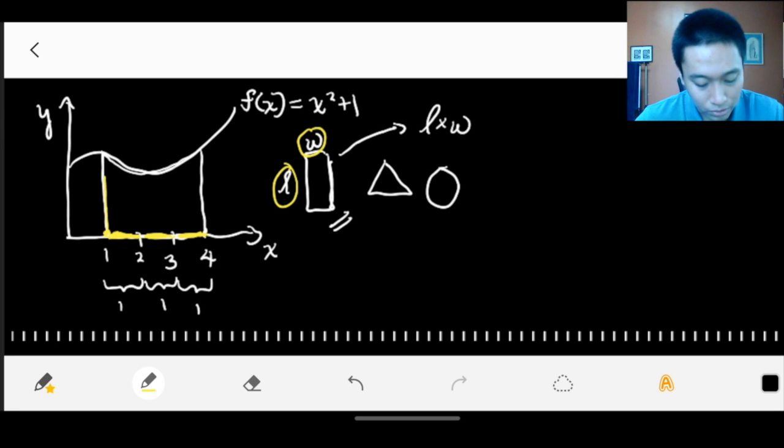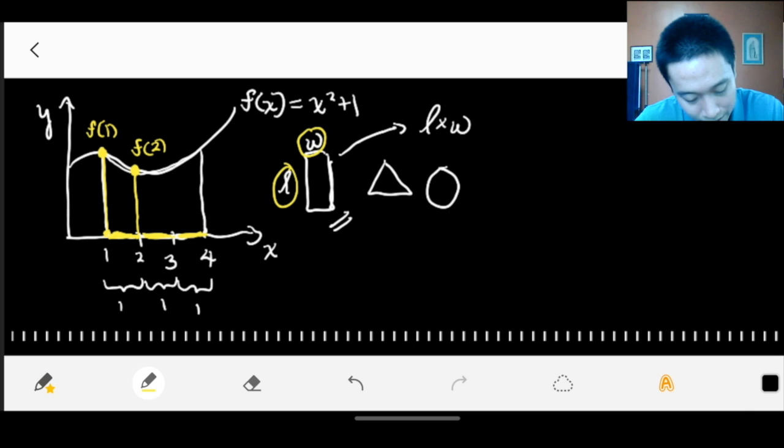So now that we have our width, how do we determine the length or height of our rectangles in approximating this area? Our height actually depends on the preference of the person solving, on whether you would like to use the left side equivalent of the function as your reference for your height, or the right side of your rectangle as your reference for your height. So what do I mean by that? I mean that your height for your first rectangle could either be f of 1 or f of 2. But in your selection, you have to be consistent.